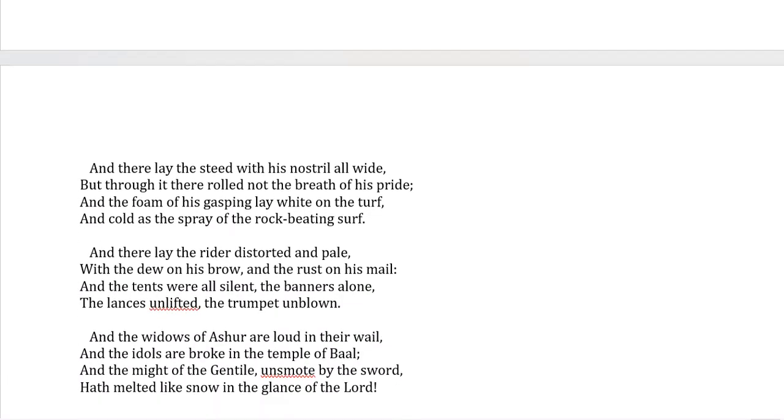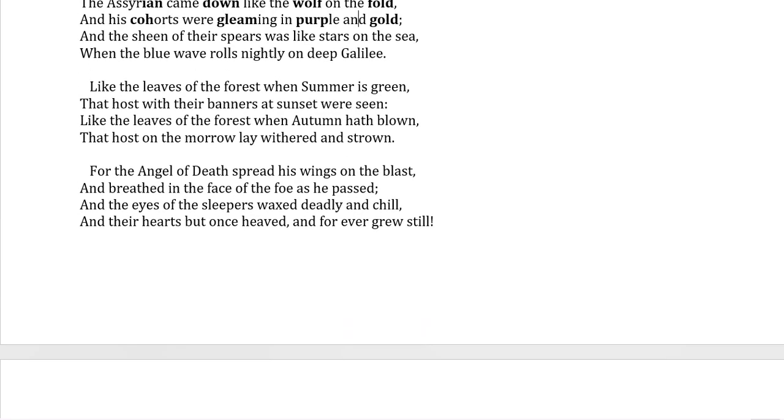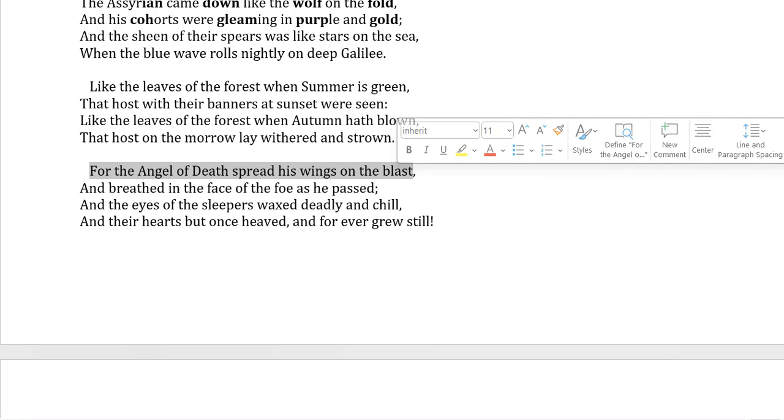Now, in the Bible, of course, this is all given to God's power. Byron doesn't do that. Byron puts this character, the angel of death, as being the destroying force of the Assyrian army. Now, the angel of death, of course, is just death. Death destroys the Assyrian army. It's as simple as that.